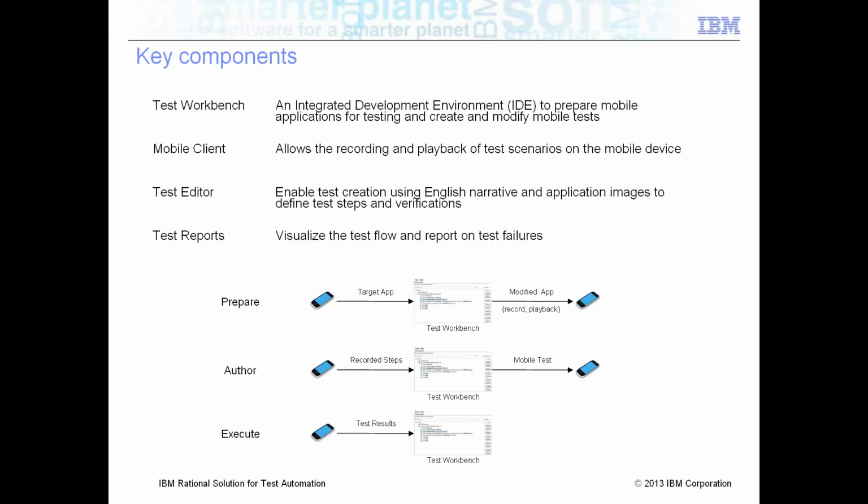Then you have another piece called the mobile client. The mobile client is a piece of code that is running on your mobile, and that is the agent that will help you in recording your test, execution of your test, as well as uploading the execution result back to the test workbench. So from here onwards, whenever I refer to the test workbench, this is that workbench that is running on your desktop, and whenever I refer to the mobile client, this is that agent that is running on that device.